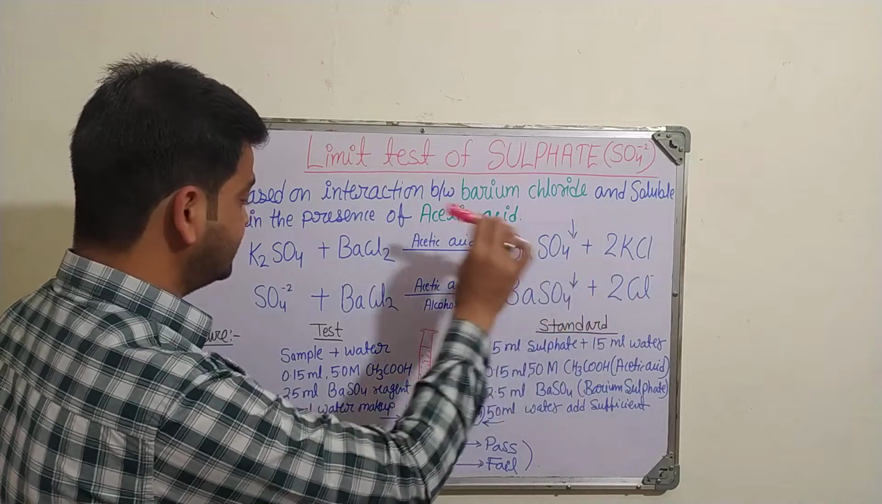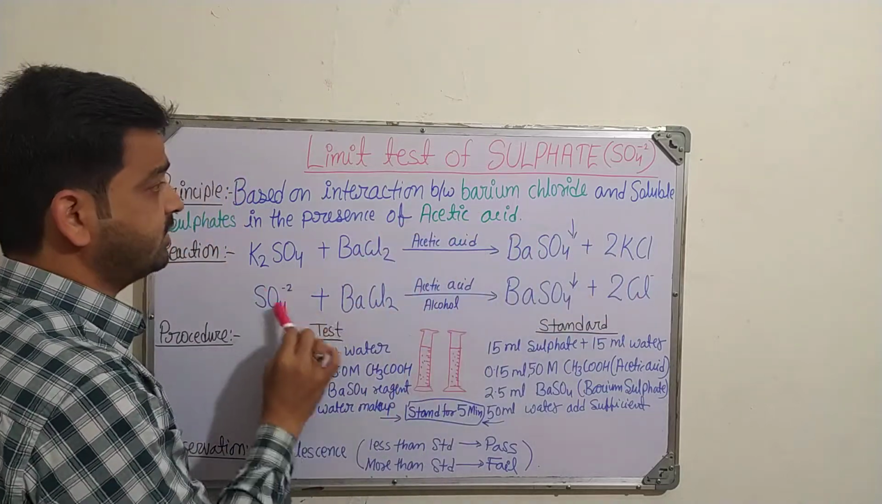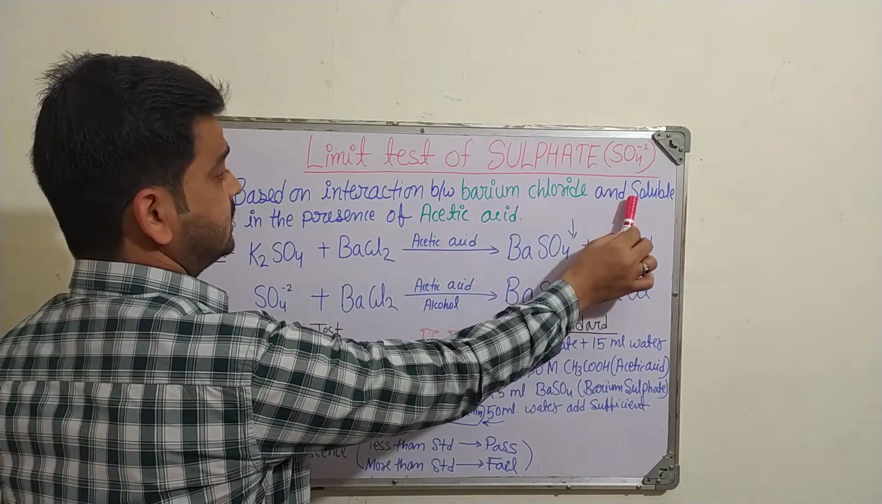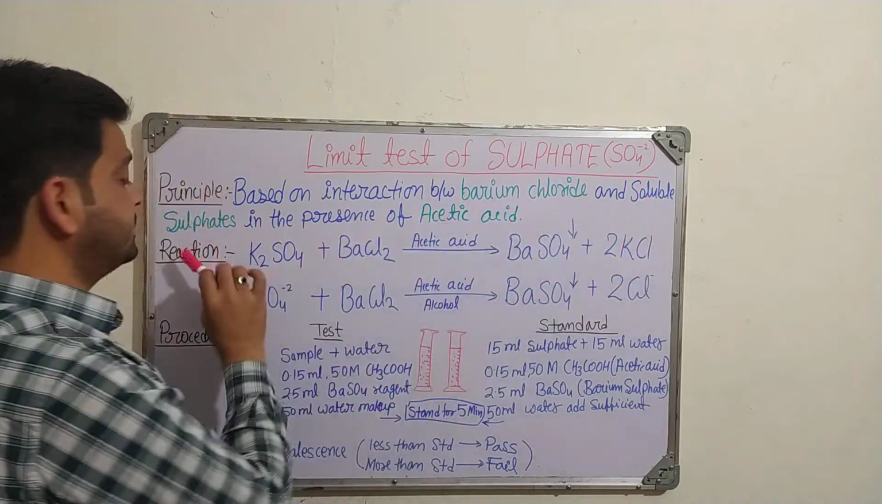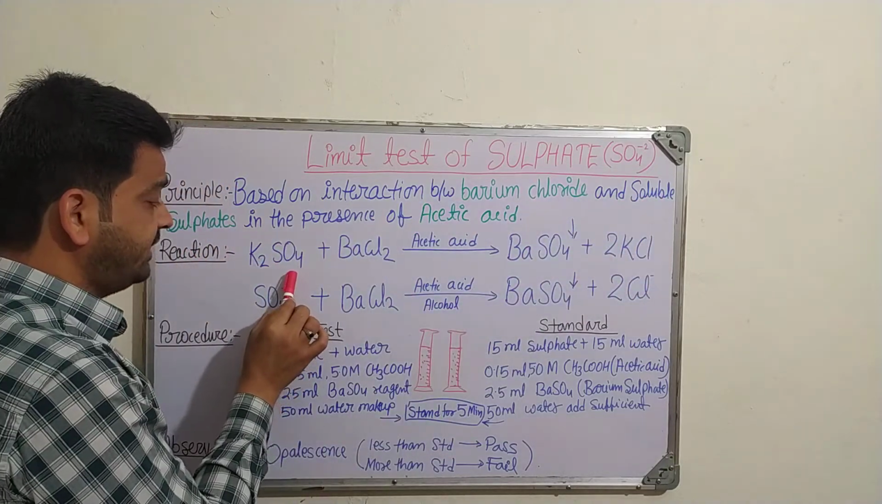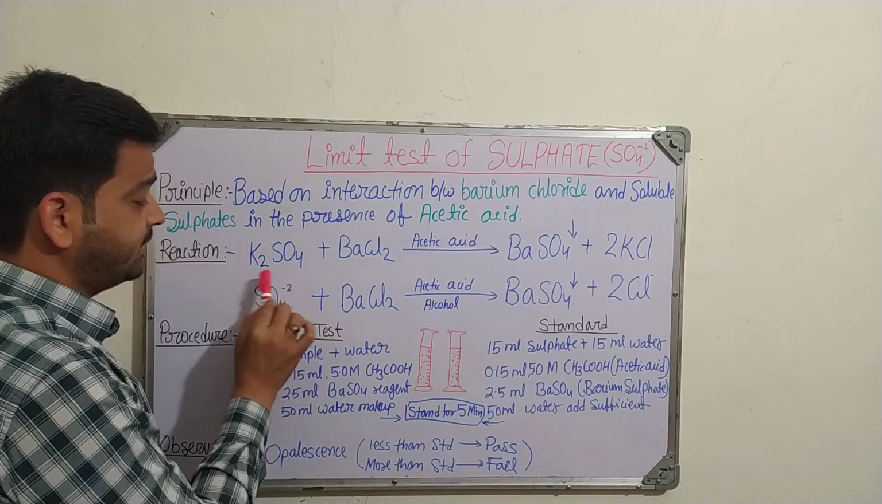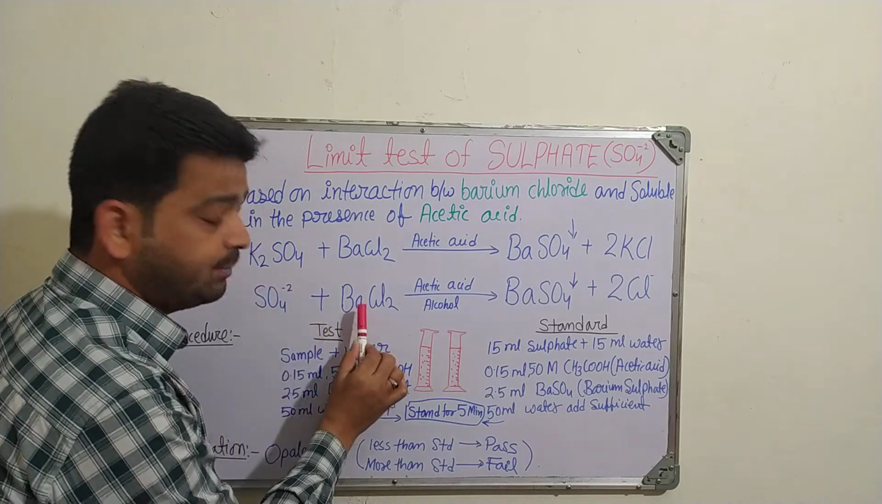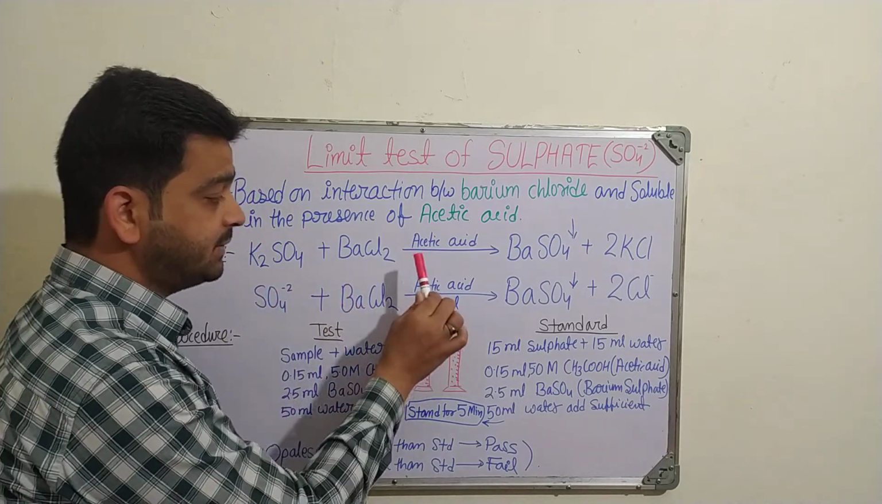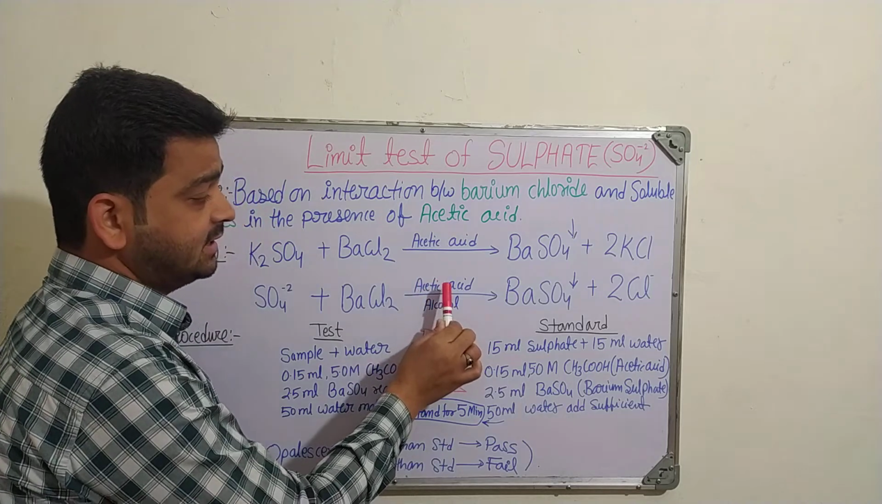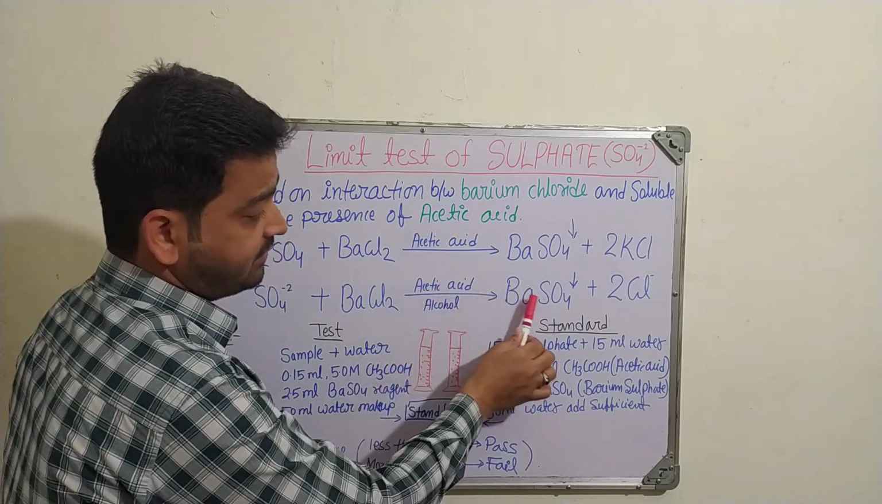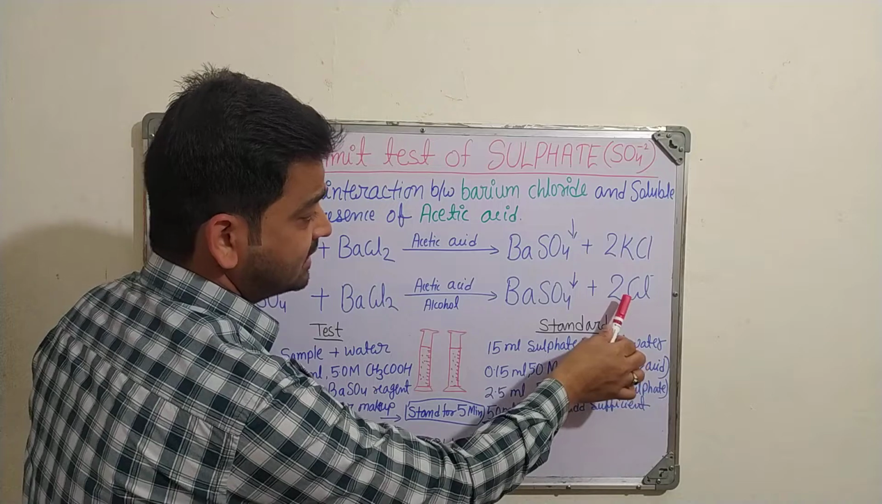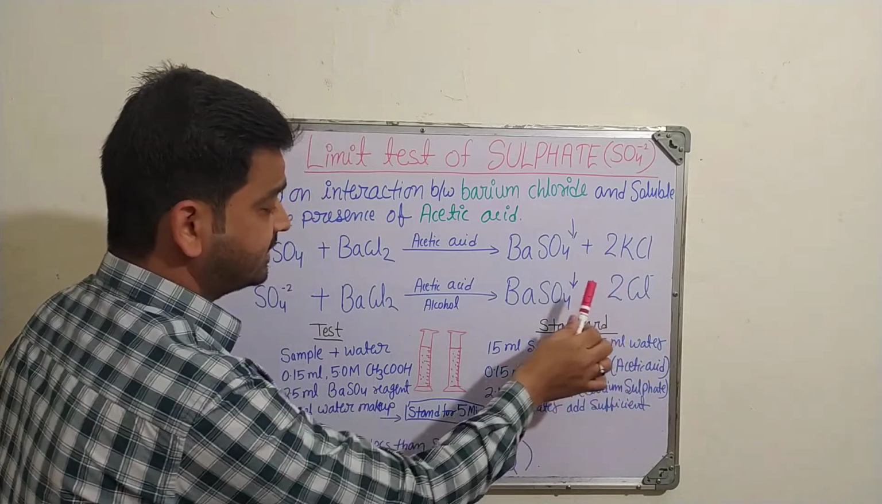Then coming to the sulfate ion, because we have written in the principle soluble sulfate. Whatever sulfate ion is there in your sample will react with the barium chloride in the presence of acetic acid. So again barium sulfate is forming, and the chloride ion is releasing.